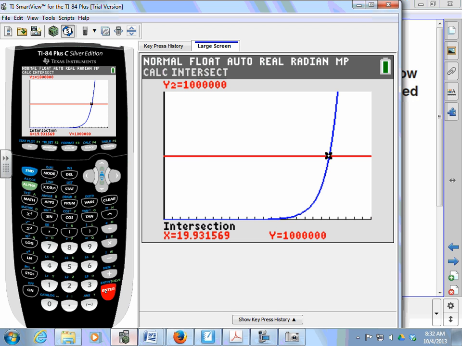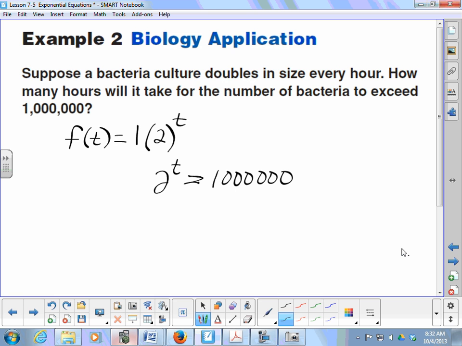Now, that's okay, but you know what? That took me way too long. I like it, but it took me way too long. This is an exponential equation, right? Can I make the bases the same? I might be able to, but I'm not sure. So if I don't know for sure, then I need to just take the log of both sides.